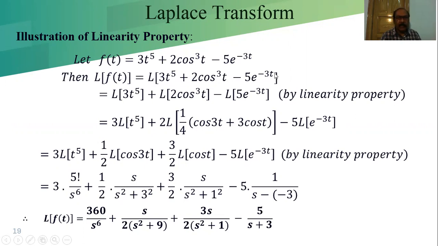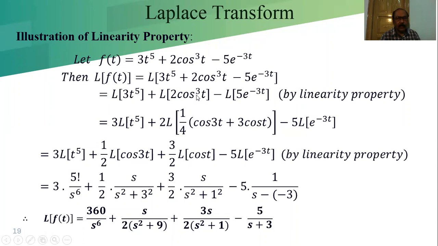By applying the linearity property, I can take the terms separately. Laplace transformation of 3 t to the power 5 plus Laplace transformation of 2 cos cube t minus Laplace transformation of 5 e to the power minus 3t, by the linearity property. Now I can take the constants outside of the Laplace transformation. So we can write 3 times the Laplace transformation of t to the power 5. We know the Laplace transformation of t to the power n. Now the 2 we can take outside.